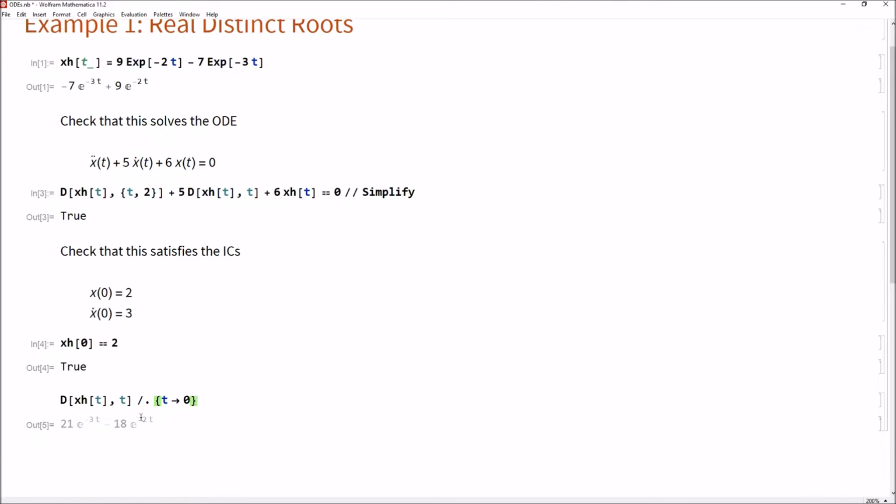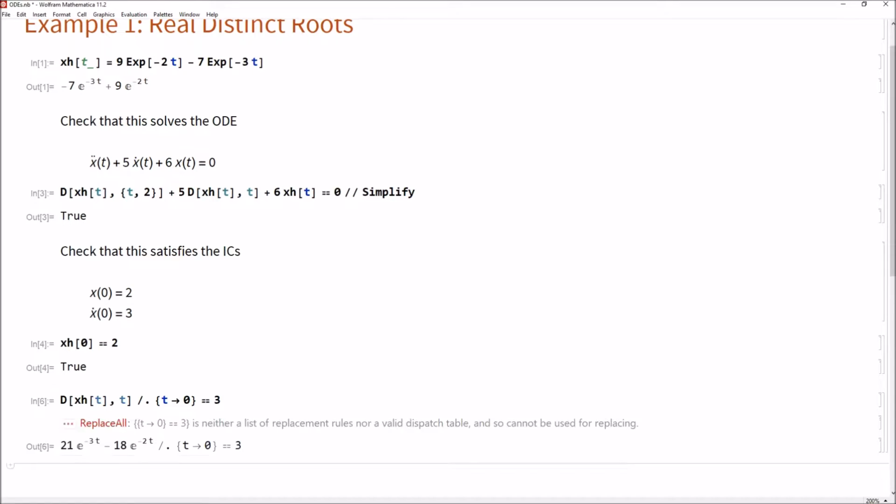So all this is doing is our standard replace operator, where everywhere you see t in the expression to the left, it's just going to replace it with 0. So this, we said, is effectively the initial velocity of the function. So this thing, we said, better equal 3 if it's going to match our initial condition. So let's go and check that, shift enter.